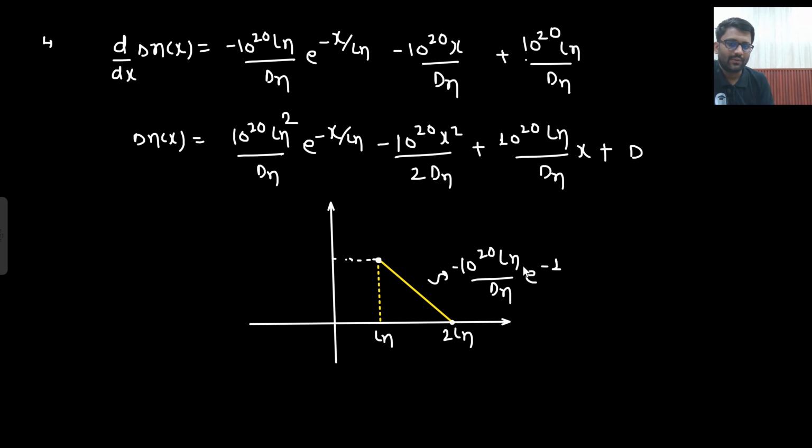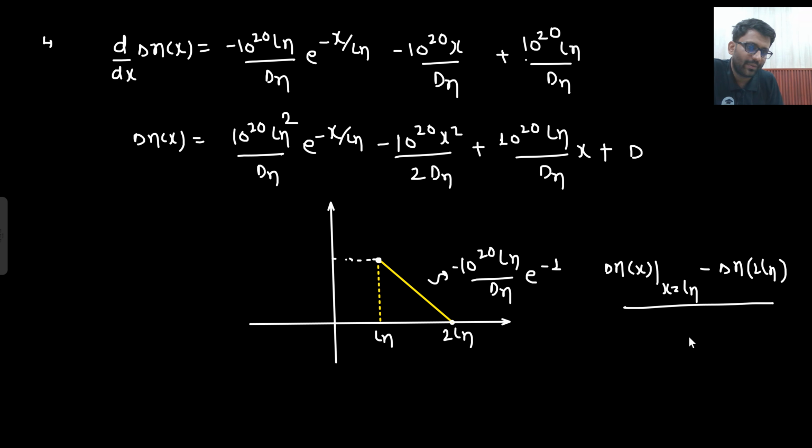So let's just say this value is delta nx at x equals to ln. Although this value will be this value only, which is pretty simple, but still let's find out. Delta nx at x equals to ln minus delta nx at x equals to 2 ln, divided by ln minus 2 ln, would be equal to this slope. This value is 0. This value will be equal to minus ln, and here this minus sign is already there. So what answer will you get?